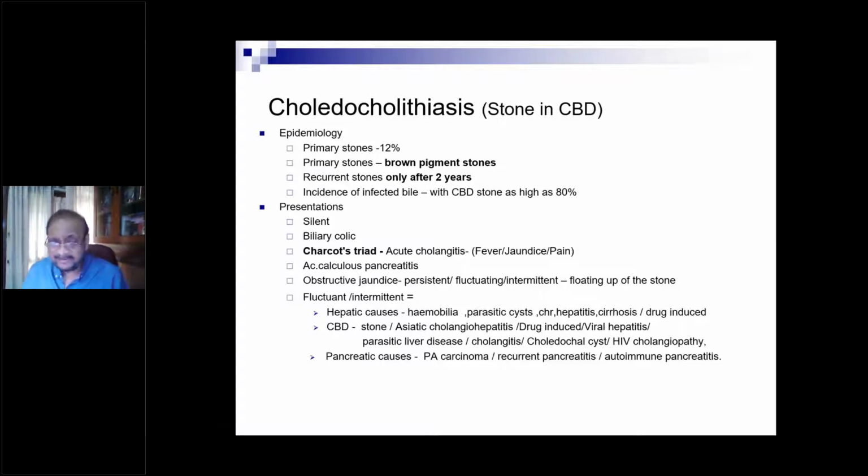Then you can talk about the pancreatic causes, the periampullary carcinoma, where the growth at the ampulla sheds itself off, it gets necrotic, sheds off, and the bile starts trickling down again into the duodenum. So the jaundice goes down, right? Recurrent pancreatitis or autoimmune pancreatitis. So these are all causes where you can find a fluctuant or an intermittent jaundice.